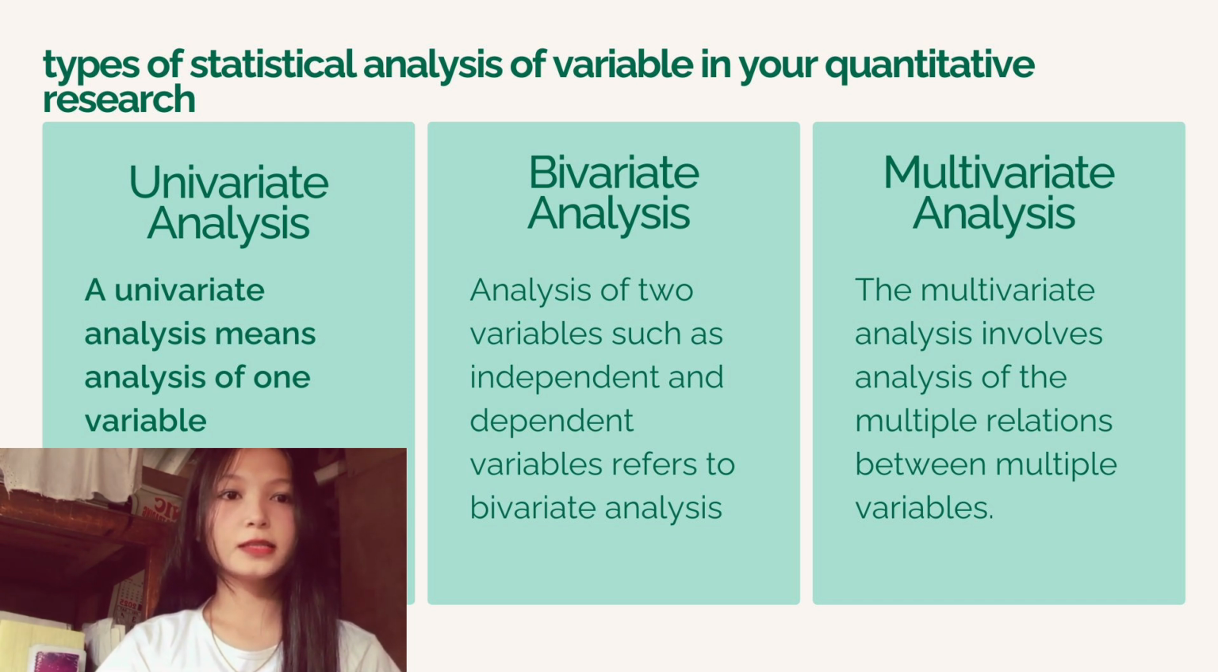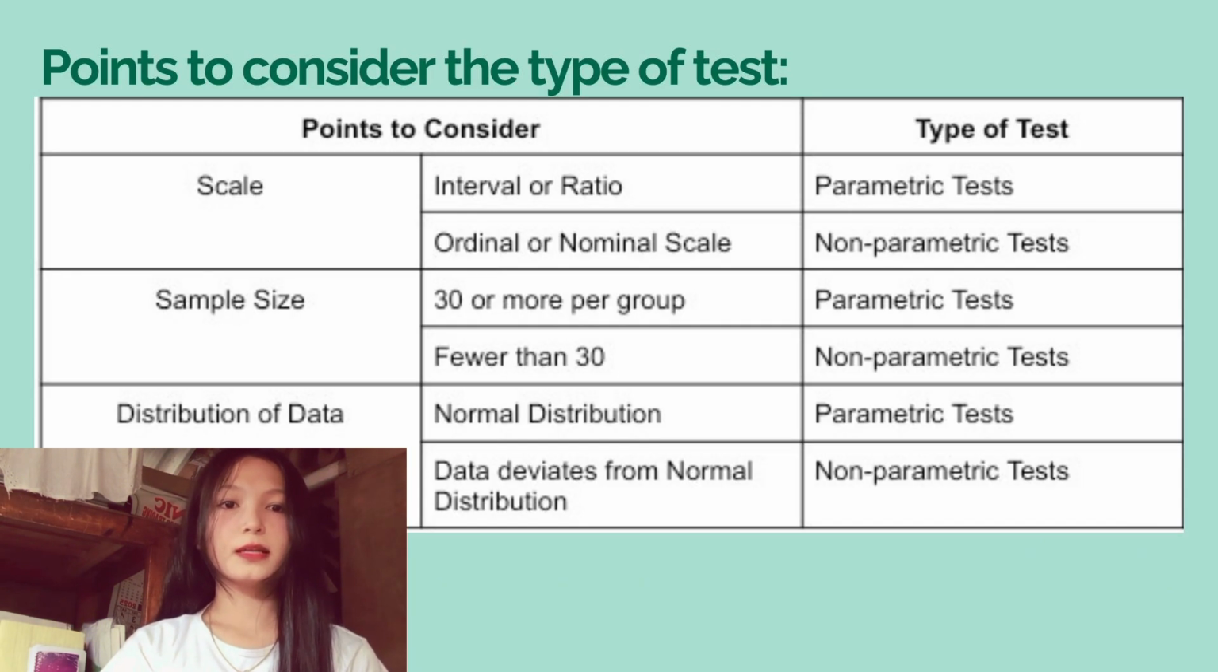A univariate analysis means analysis of one variable. Analysis of two variables, such as independent and dependent variables, refers to bivariate analysis, while multivariate analysis involves analysis of multiple relations between multiple variables. Furthermore, selecting what test to use is basically done by identifying whether you will use a parametric test or a non-parametric test, as these were already discussed in your statistics and probability subjects.